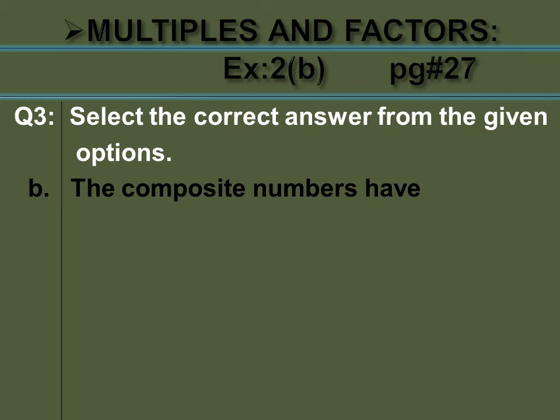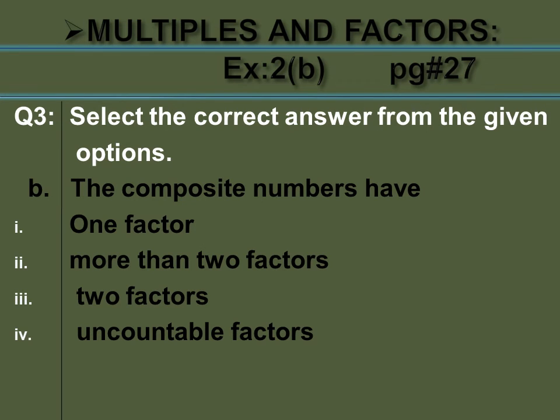Now dear students, part B. The composite numbers have, the options are: 1 factor, more than 2 factors, 2 factors, uncountable factors. Now dear students, we have learned about composite numbers. Composite numbers are those numbers that have more than 2 factors. This means that the option at second number is correct. We will mark it as the correct answer.